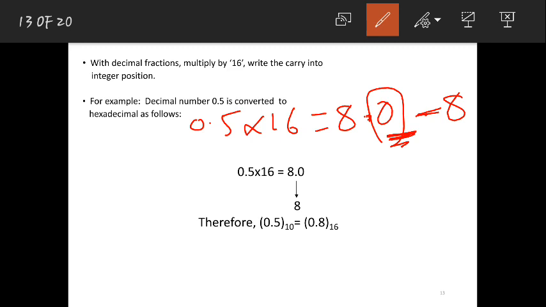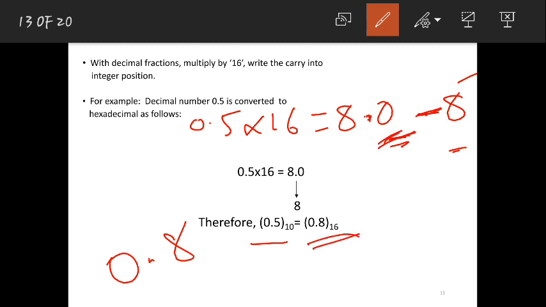That means this is the carry, and whenever you write the carries, you will take 0 point, after point you need to write the carries in straight order, that means from top to bottom. In case you got 3-4 carries, then first carry you need to write here 0.8, then if you get another carry, that should be written here in this way. But here we have got only one carry, because after that you got 0. So 0 into 16, even if you multiply later, you will always get 0. Is that fine? So now the answer for 0.5 decimal value is 0.8.